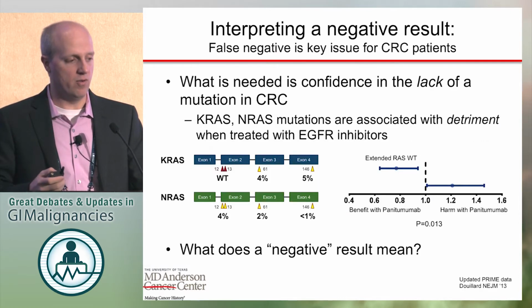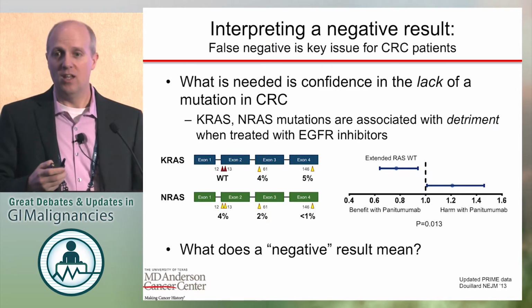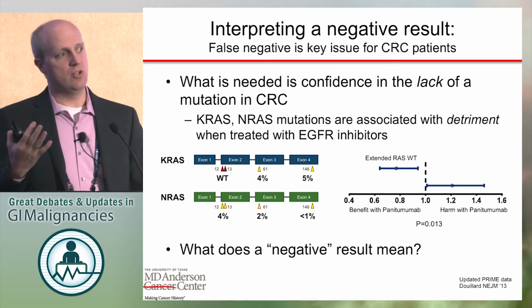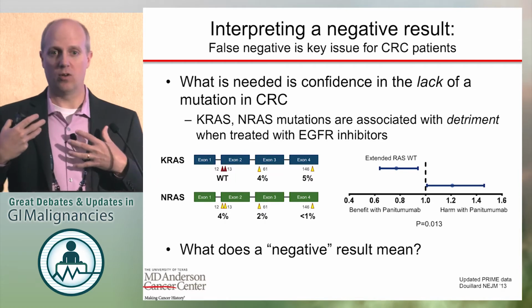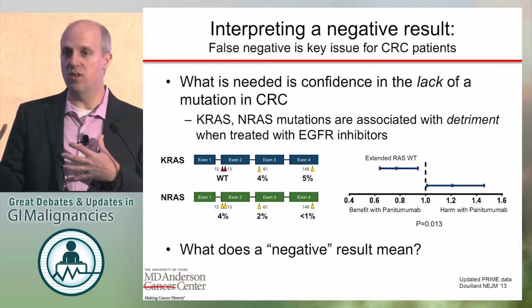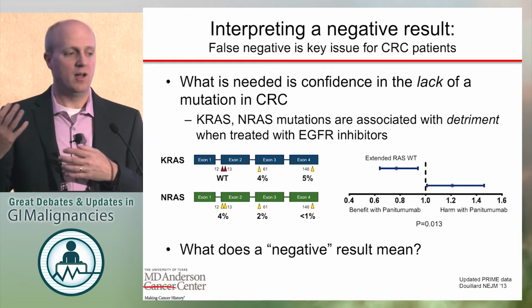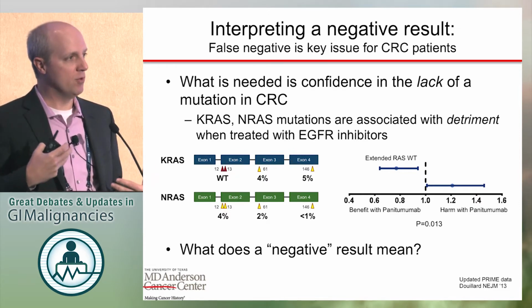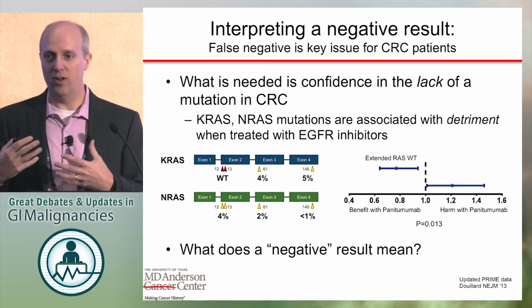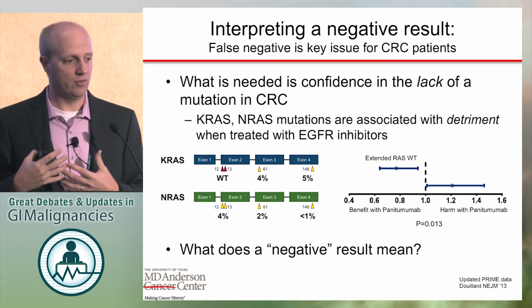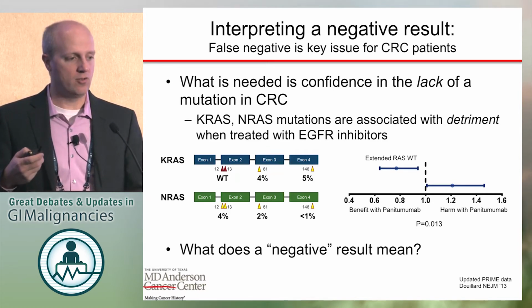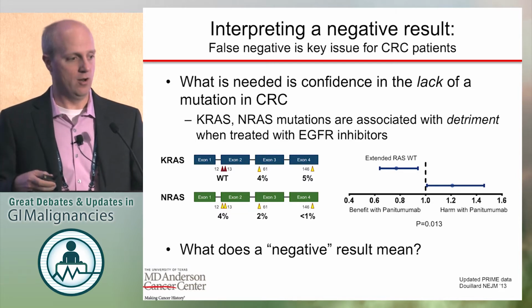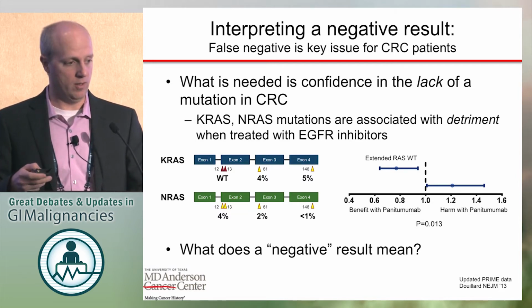So the sensitivity varies. Of course, this is less of an issue perhaps in lung cancer, where we're talking about a positive EGFR mutation, right? In colon cancer, what is needed is confidence in the lack of a mutation, right? So you have to be confident that there is no KRAS or NRAS. And that's important because clearly we know there's at least lack of benefit and detriment in the right setting when we don't treat appropriately.